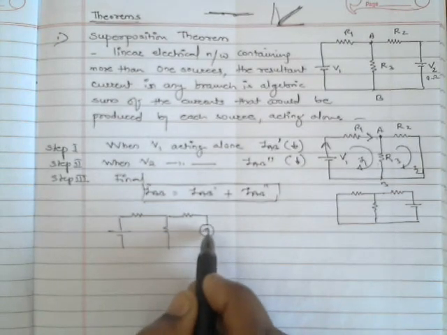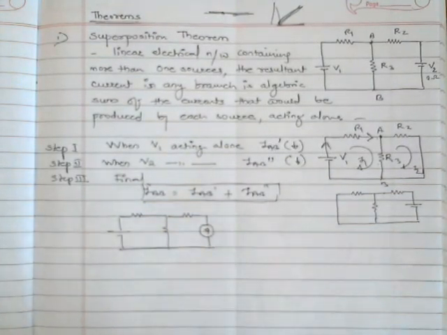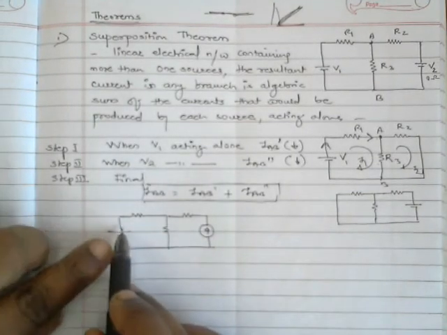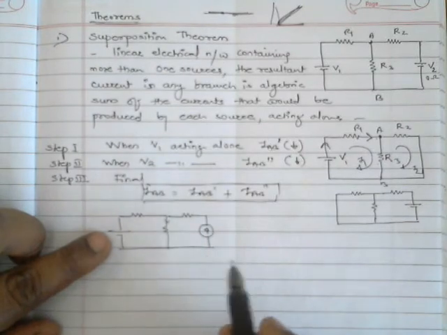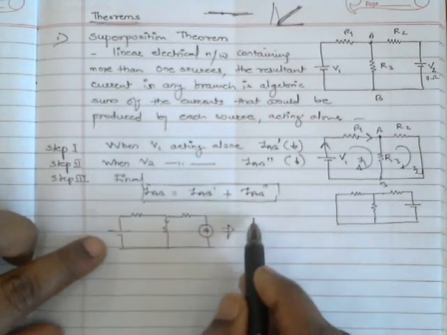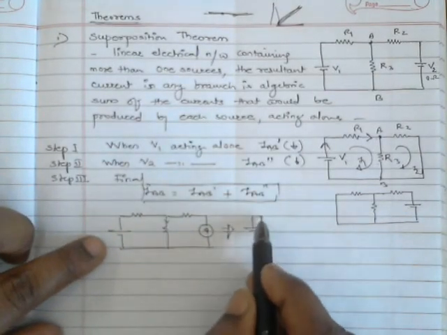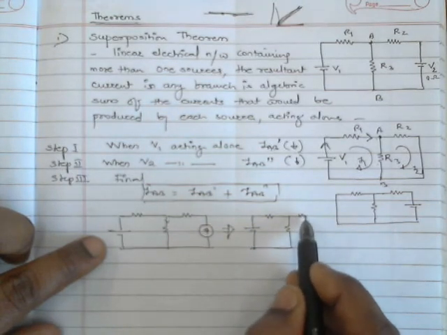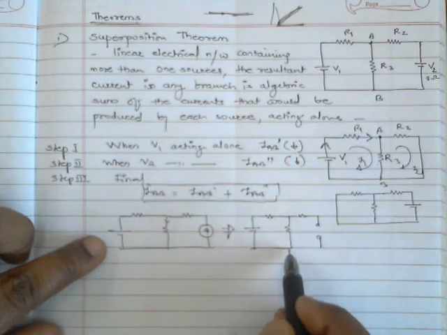and here there is a current source. Then what you have to do? First step, consider this current source. This is short circuited and find out current through this branch. Second step, consider this voltage source and now we have to open circuit the current source.